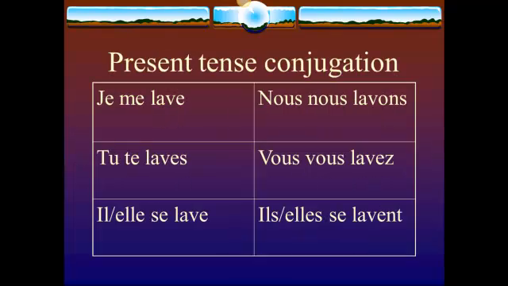So in the present tense we have je me lave. You have subject, reflexive pronoun, conjugated verb form. Tu te laves, il se lave or elle se lave, nous nous lavons, vous vous lavez, and ils or elles se lavent. That's the same as any normal conjugation, in this case an ER verb, present tense.